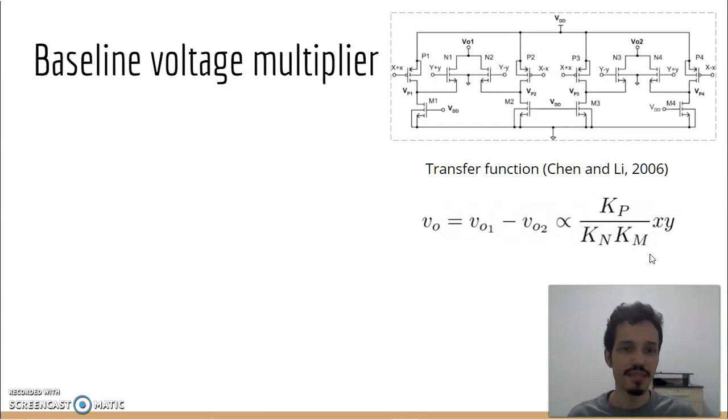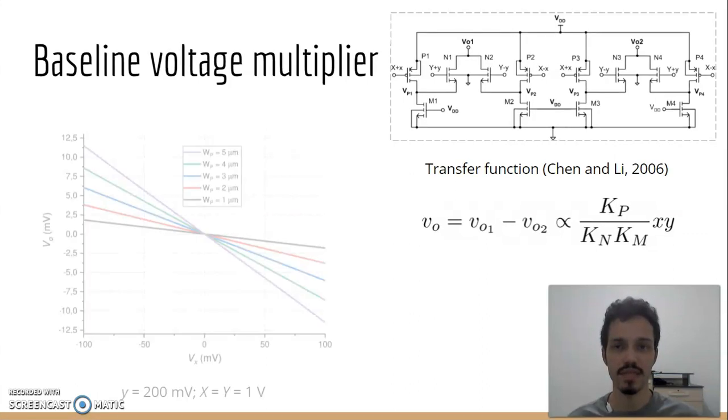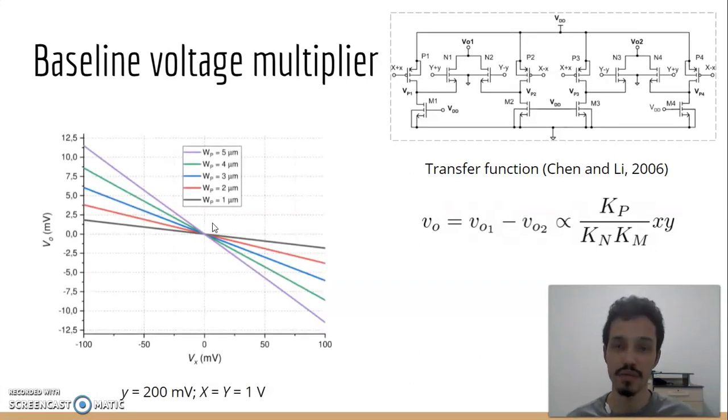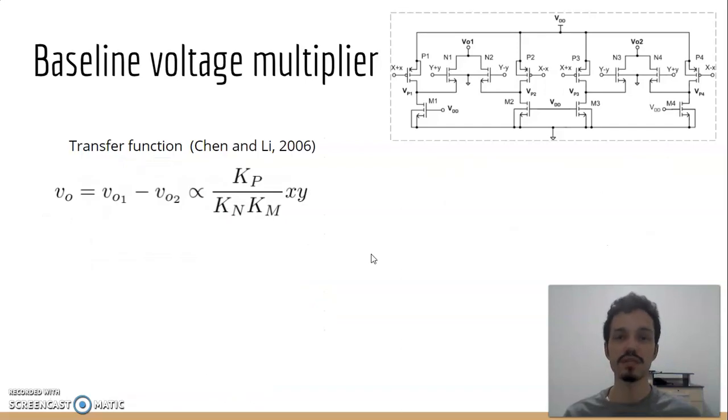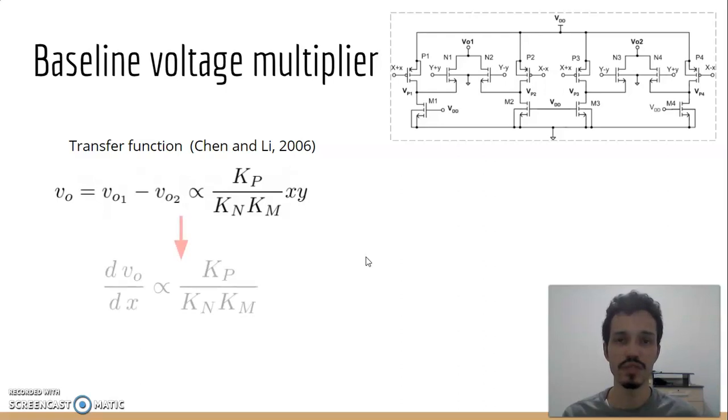In this ratio, the K constants are proportional to carrier mobility, to the gate oxide capacitance, and to the aspect ratio of each group. To demonstrate the behavior of the circuit, we can let Y be a constant and then plot the differential output as a function of X. Here, we can see how we can increase the slope of the output by increasing the aspect ratio of PMOS devices. We can reach the same conclusion by computing the gain of the differential output with relationship to one of its inputs.